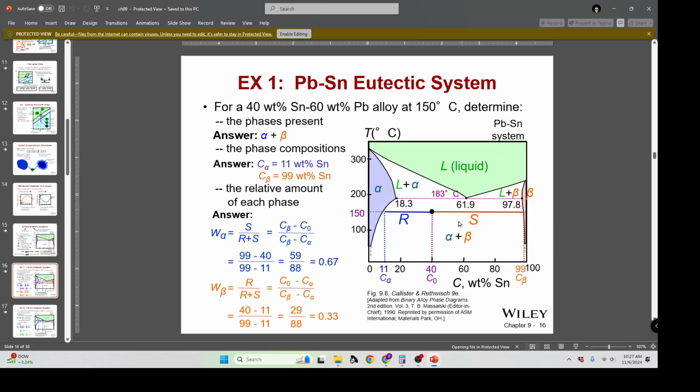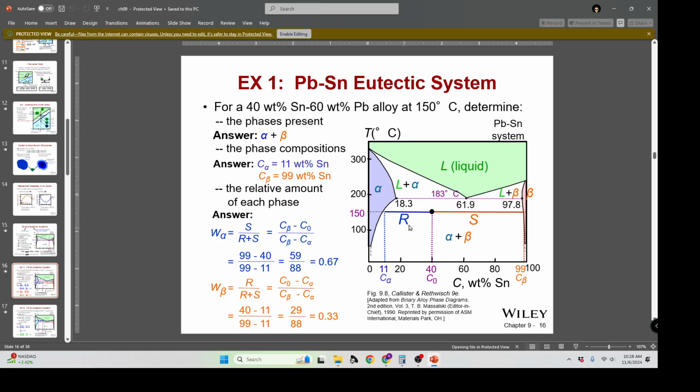As you lower the temperature and do your tie lines to these features, we bring it down to 150. At 150, rule number 1 is the phases are A and B only, alpha and beta only. Rule 2 is that we can find out information about the compositions, so about 11% alpha, 99% beta compositions, and the weight fractions we can determine.